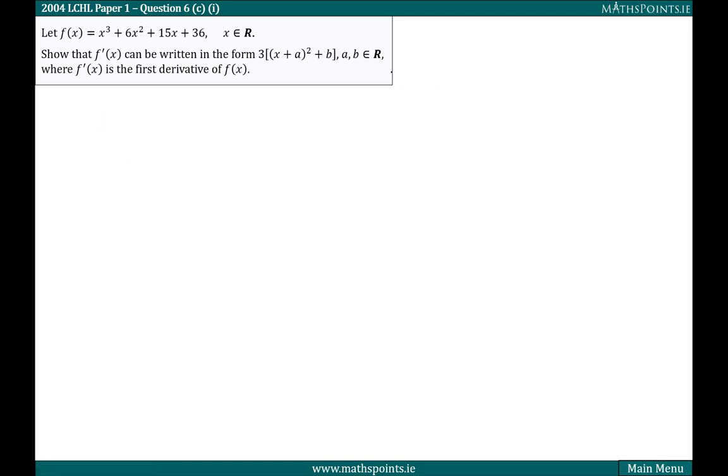This is a cubic function. It's a plus x cubed, so it would go up first, and then it would go down, and go up again. What we're being asked to do here is find f prime x, so the derivative of this function. So we'll use the power rule to do that.